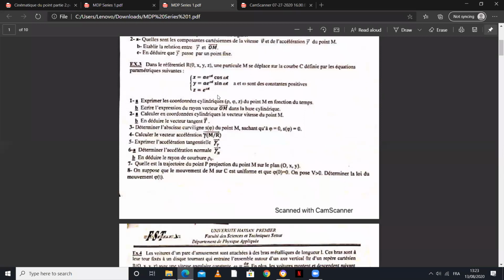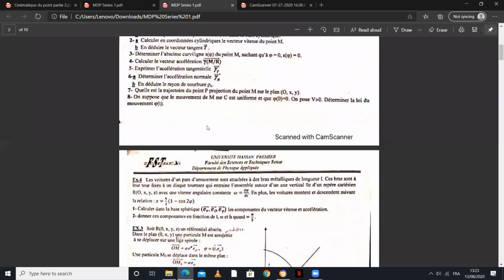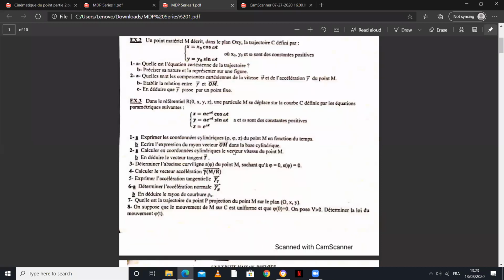Okay, so besides the last question, is it clear for exercise 3? Besides this last part for the trajectory. Yeah, it's clear.